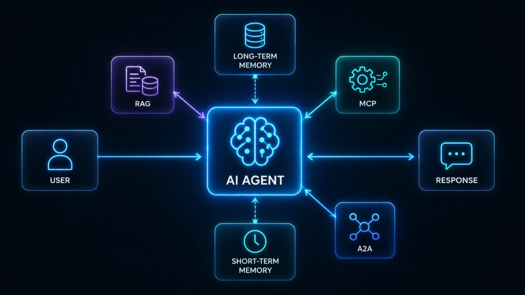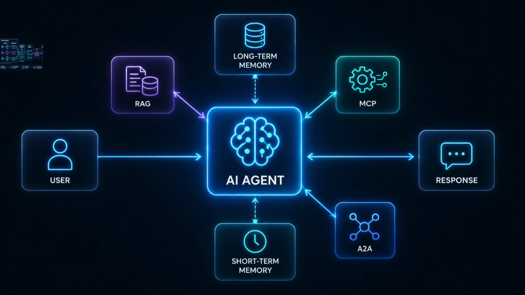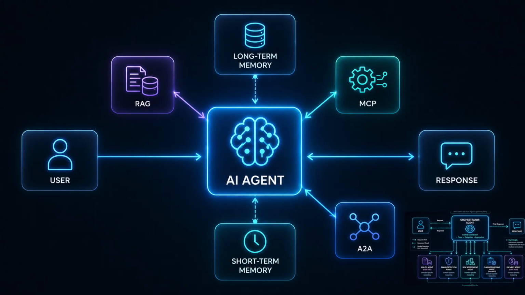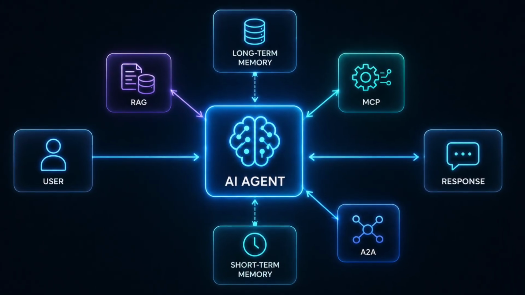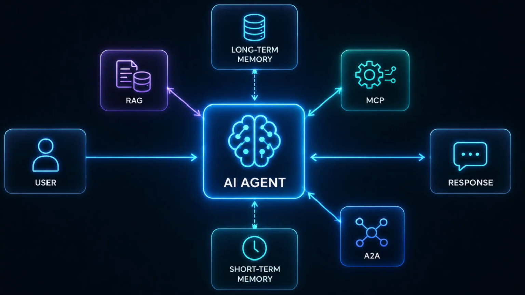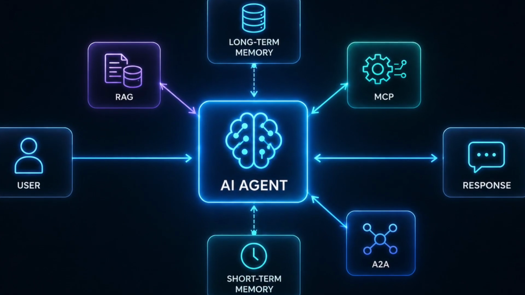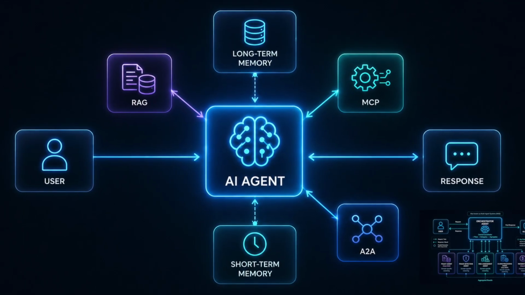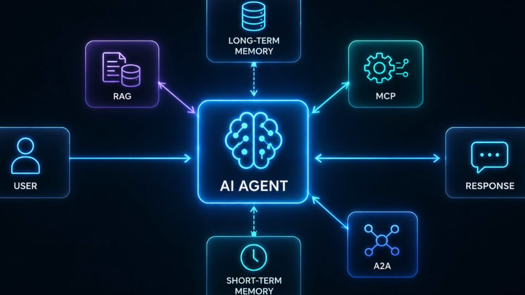Most people think AI agents are just chatbots, but modern AI systems can actually reason, look up knowledge, take actions, and collaborate with other systems. The challenge is understanding how all these pieces fit together. In this video, we'll break down a real-world system using one example, and along the way, we'll clearly explain memory, RAG, MCP, A2A.